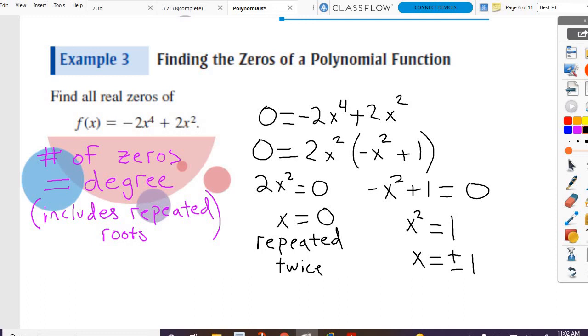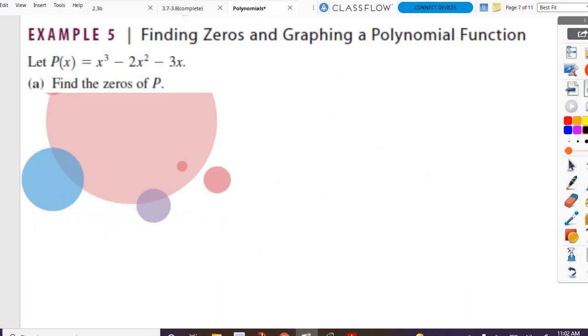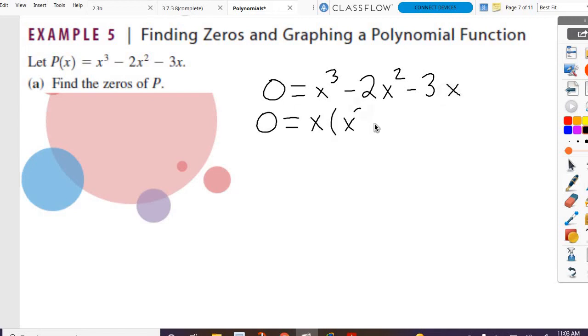Alright. So let's look at another one. So we have p of x equals x cubed minus 2x squared minus 3x. We're looking for our zeros. How many zeros should I have? 3. I agree. And what do we do to find those? Well, what do we have to do before we can factor? Set it equal to 0, right? That's how we have to start. And then, yes, we want to factor. So what can we factor out this time? An x. And we're left with x squared minus 2x minus 3.